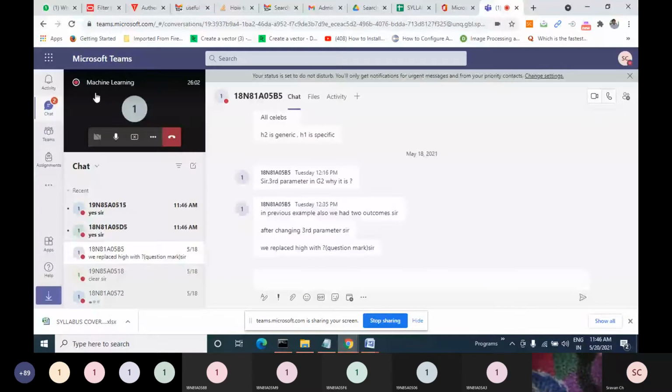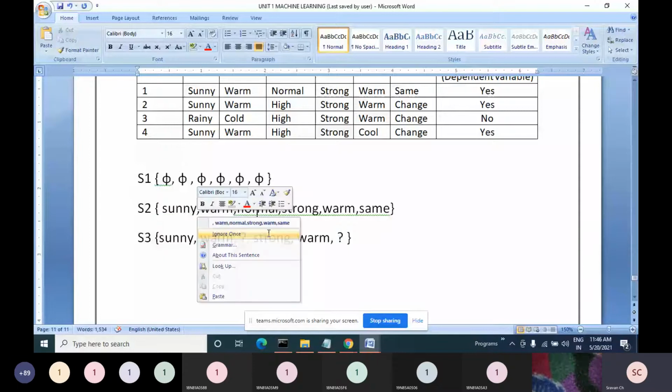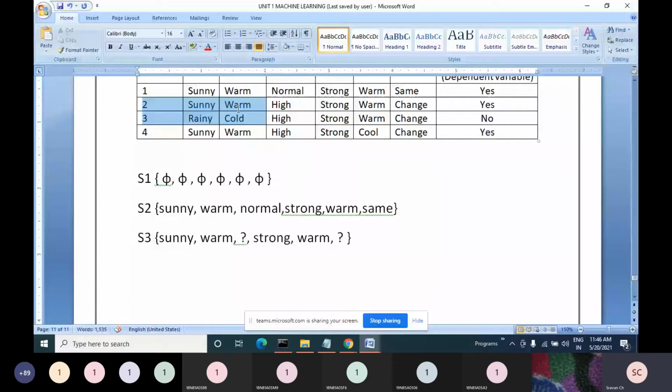Right. So the first record I have observed, it was a positive example. The second record I have observed, it was also a positive example. The third record I need to observe now. In the third record, if you observe, friends, the outcome is negative. See here, I am highlighting it. Third record outcome is negative. Let me note this point.